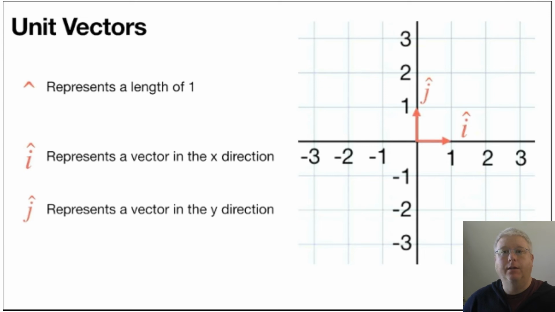Unit vectors is another way we can describe vectors mathematically. So we have this little symbol here, we call it the hat, right? And it represents a length of 1, right? So i hat, right, represents a vector of unit 1 in the x direction. So you can see here on the graph that i hat points in the x direction 1 unit. All right, same with j hat. It points in the y direction 1 unit.